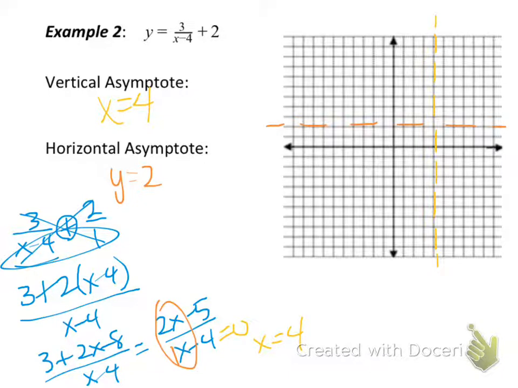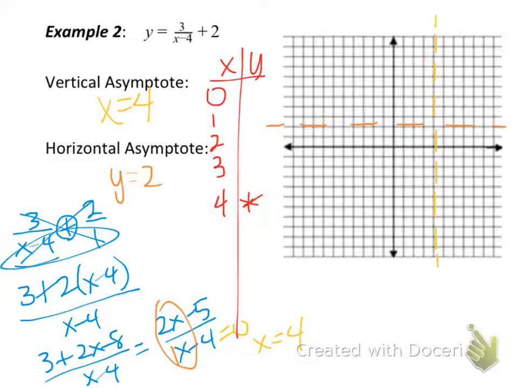My t-chart now is going to be dictated by my vertical asymptote. I need to figure out what it's doing on the left and right of that vertical asymptote. So I'm going to start with that in the middle, 4. And I'm going to pick 4 values to the left, 3, 2, 1, 0, and 4 values to the right, 5, 6, 7, and 8.